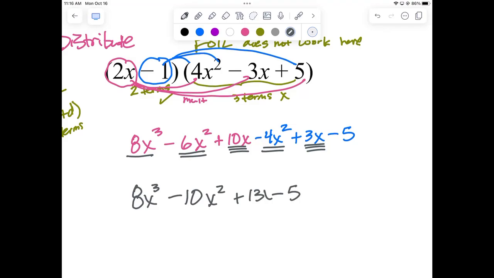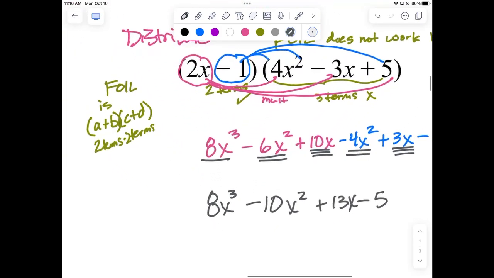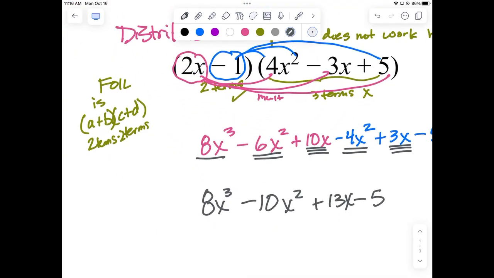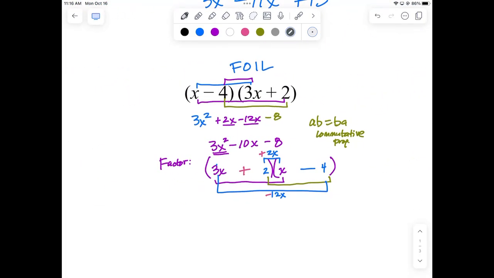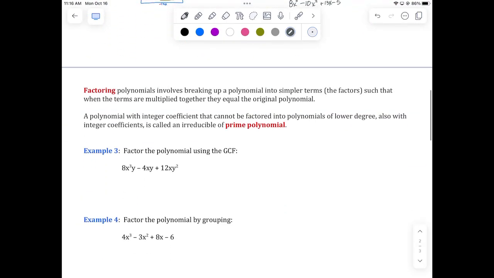Oh, I forgot the x. There we go. Thank you. Is that standard form? It's written in descending order of degree by exponents? Yeah, that's descending order. Okay. So I wouldn't ask you to factor one like that. That was a little bit more challenging. But when we factor a trinomial, which is what we're going to be doing, it's unfoiling. Okay. All right. Let's try it.